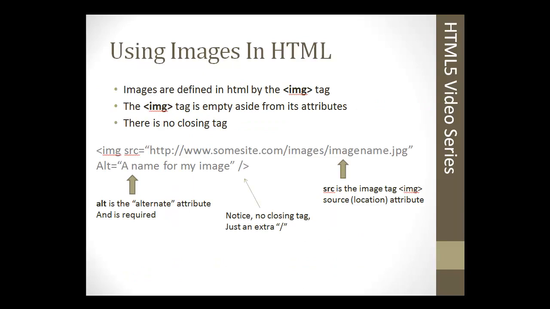So images on an HTML page are defined by the image tag, the IMG tag. And as we talked about in the last slide, the image tag is empty aside from its attributes. There's no content in between, and there's no ending tag. It's strictly just the IMG with the attributes. And the most important attribute which is needed is the source attribute, which is abbreviated SRC. And what this does is it points to the physical location of the image you want to display.